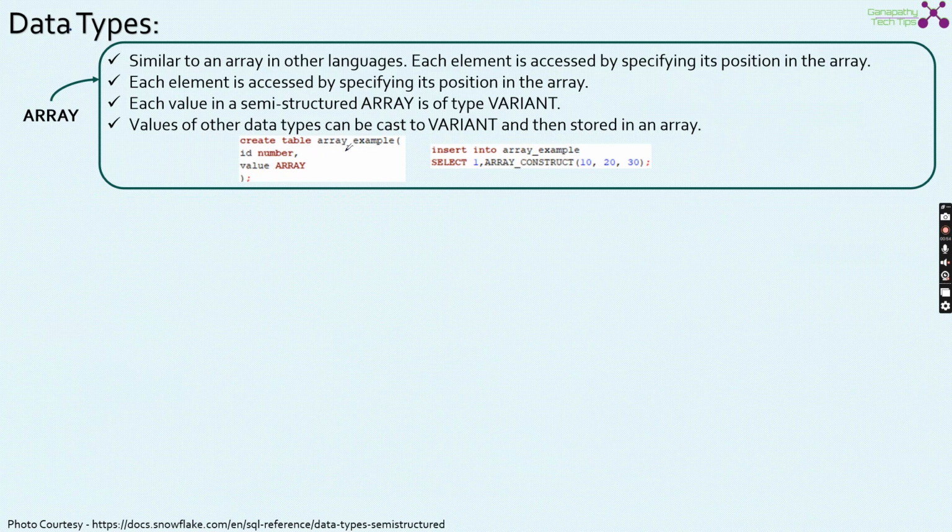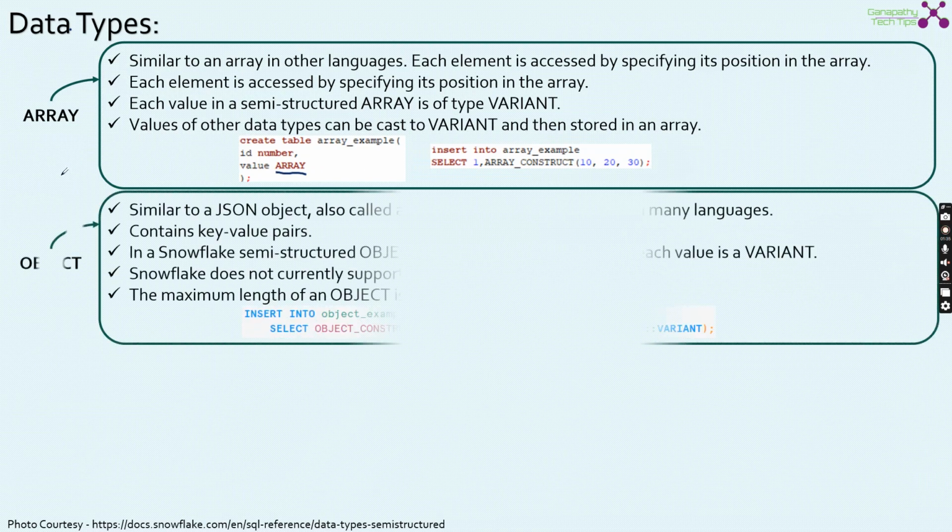If you see, here is the example. We are creating an array table with ID and value as array. Here is the data type of array, and we are inserting into that array example. For ID I am just selecting 1, and for sending the value into the array I am using a function called array construct, where I am passing 10, 20 and 30 as the values. This array construct function by itself will convert the values into the variant data type, and then push it against the array data type. So 10, 20 and 30 will be stored in the variant data type within this specific value called array. As simple as it is, I don't think it's a complicated one to understand.